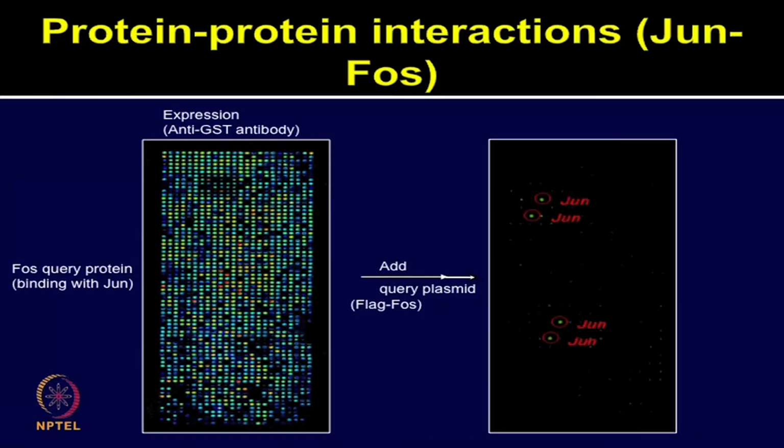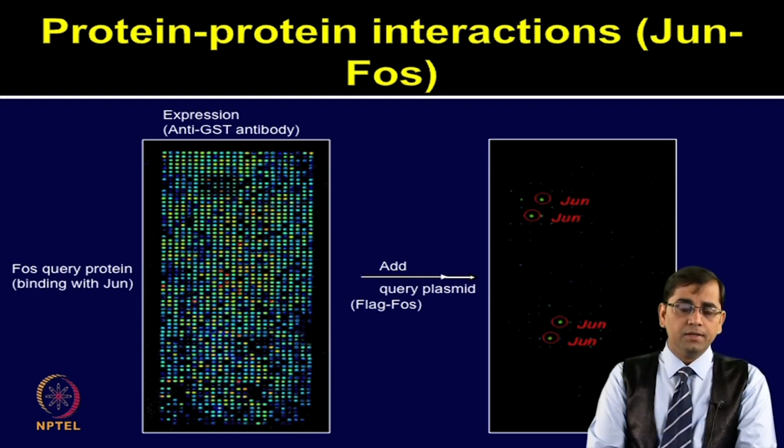The previous array which we talked about was a small test array, but if you really want to perform a proteome-wide screen to test protein-protein interaction, you have to use high density protein arrays. Now, on this slide, I am showing you a high density protein array to test the same protein-protein interaction of Jun and Fos protein pairs.